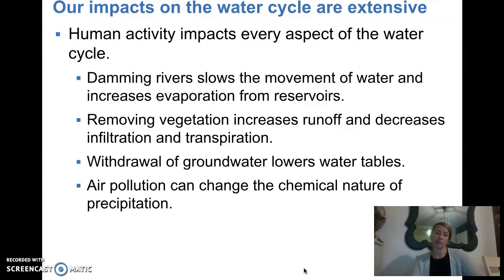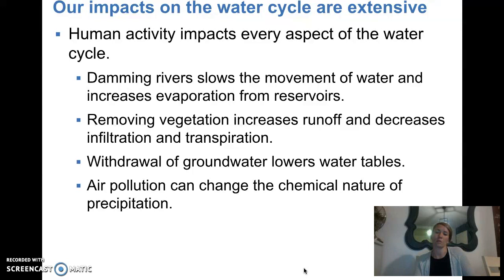Removing vegetation through deforestation increases runoff. So water isn't being absorbed by the plants and now has no place to go. So it's running off into surface water, and it decreases infiltration and transpiration. So obviously we're not having as much transpiration if we're cutting down the plants. Transpiration being the evaporation of water from plants.